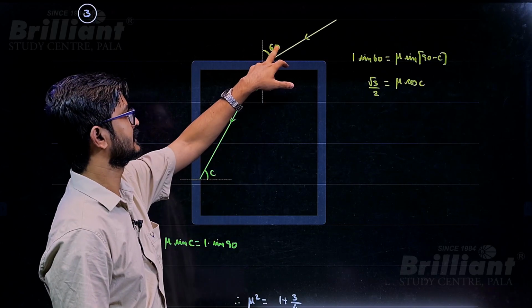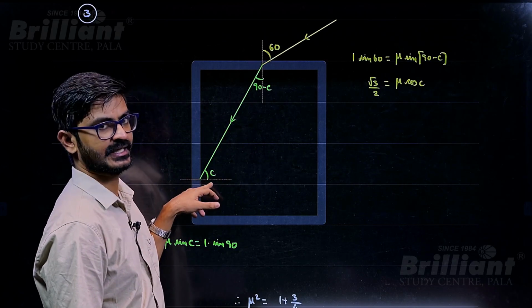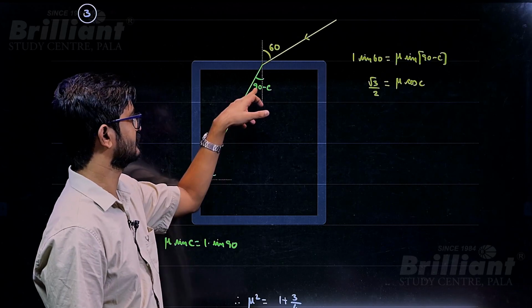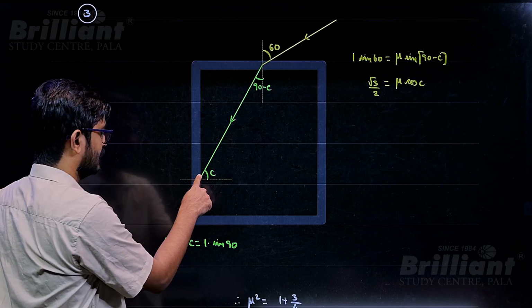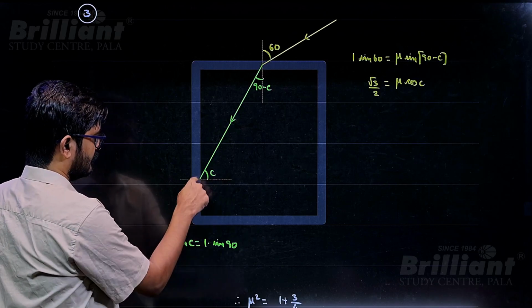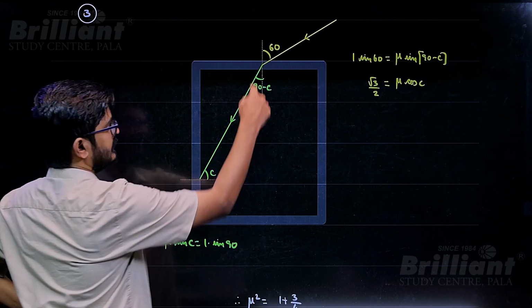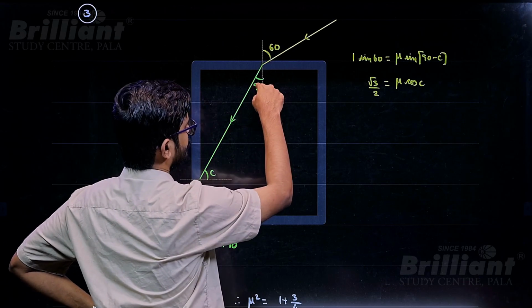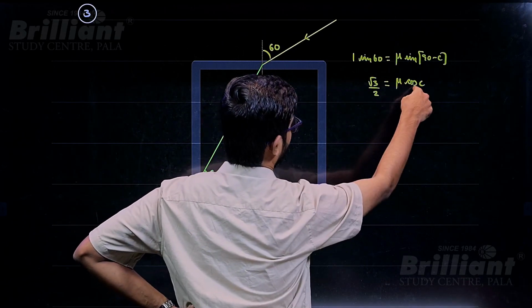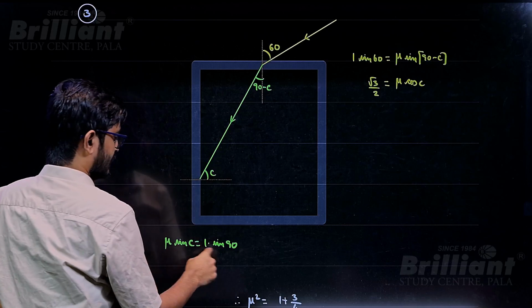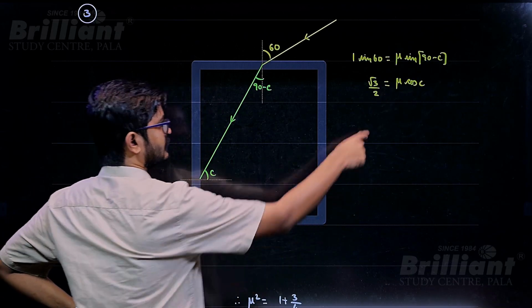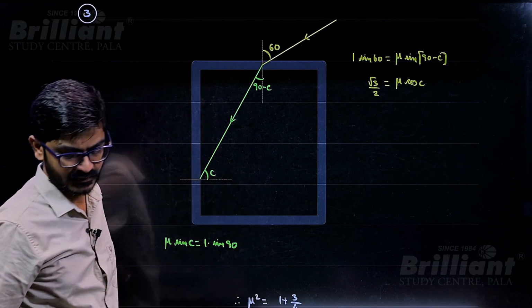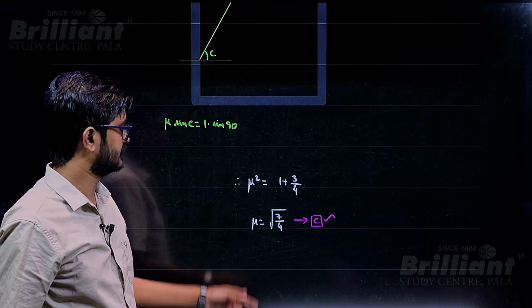Now if this is 60 degrees, this has to be critical angle at least. If this is critical angle, this will be 90 minus critical angle from this right angle triangle. Then I can apply Snell's law here. Mu sin C equals, it is just grazing, 1 sin 90. Here 1 sin 60 equals mu sin (90 minus C). So mu cos C is root 3 by 2. Mu sin C is 1. We need to find the mu value. We are getting cos and sin, so we can square them and add them. You will be getting this much.